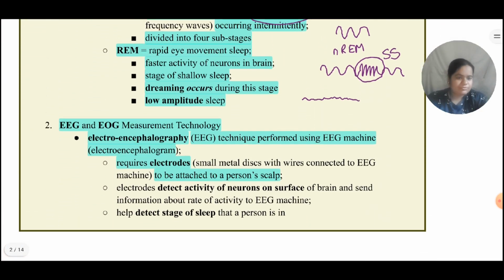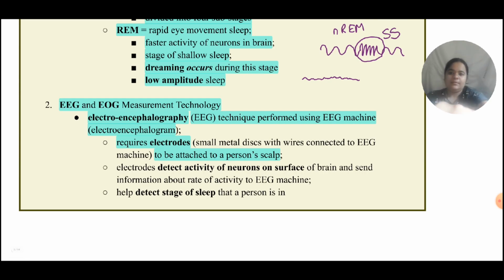So coming back to our point, we were seeing that electrodes need to be attached to a person's scalp. We just saw why. These electrodes detect activity of neurons on the surface, as we discussed. They send that information to the machine. Once the machine comes to know that these are the waves, frequency, and these are the amplitudes, it can tell us whether the person is in NREM stage of sleep or REM stage of sleep.